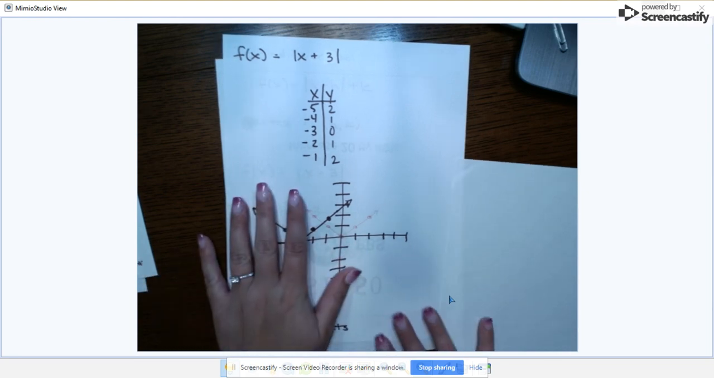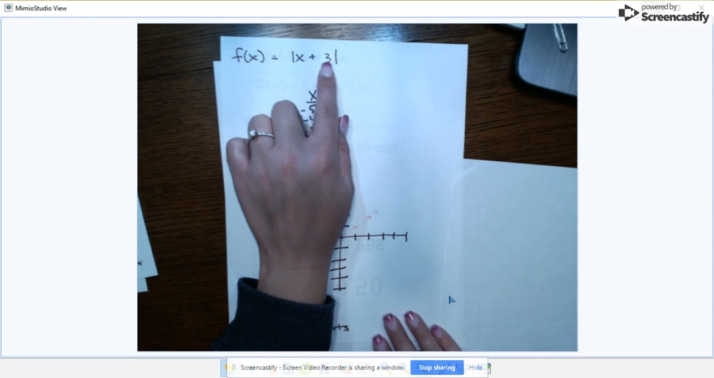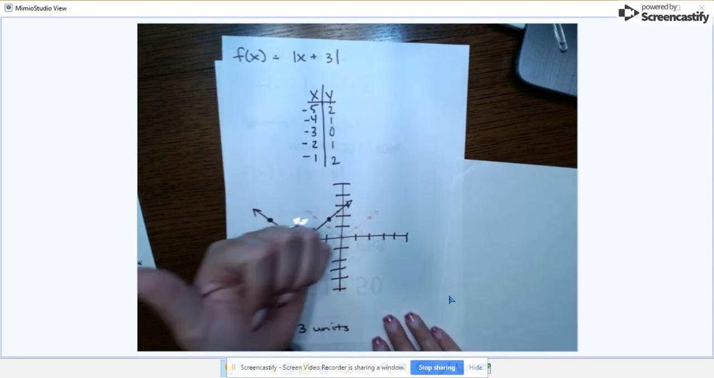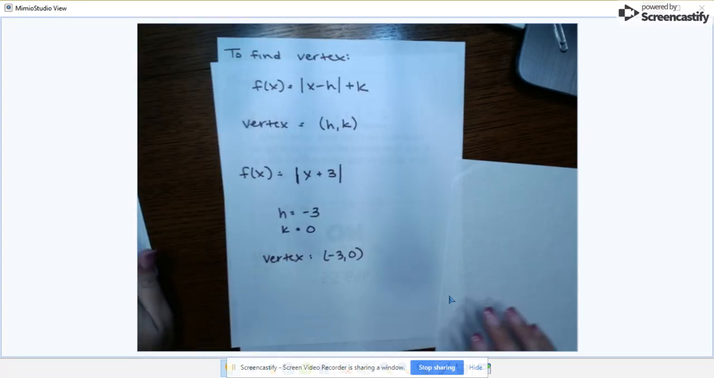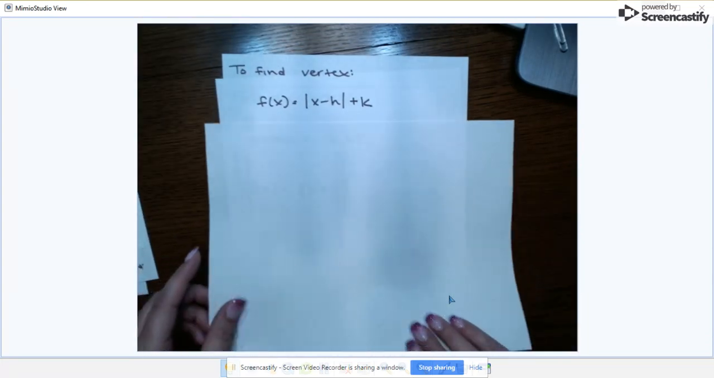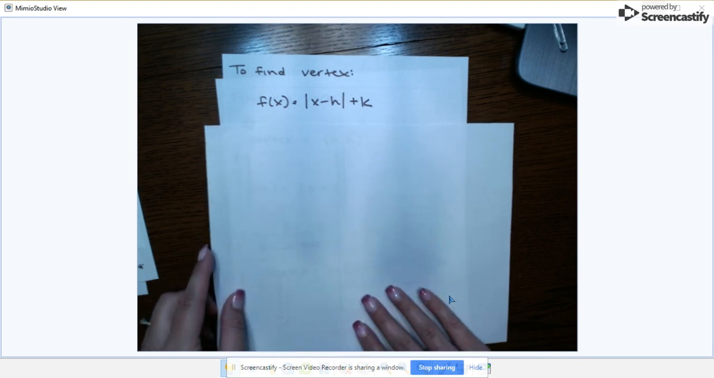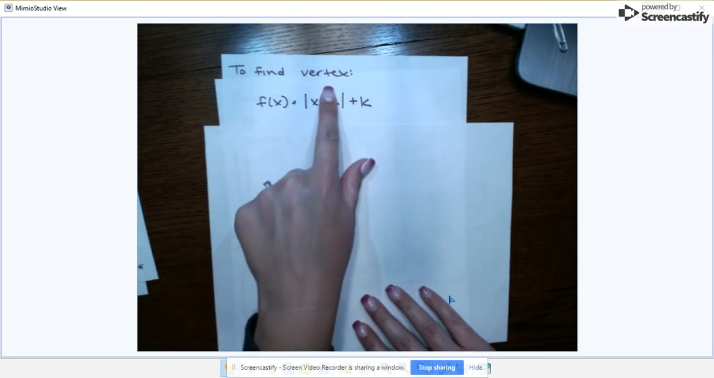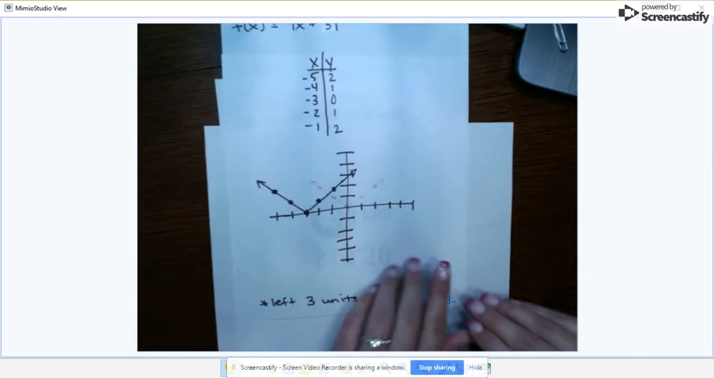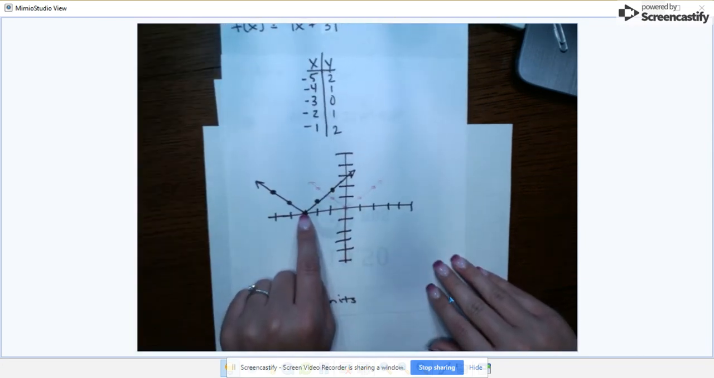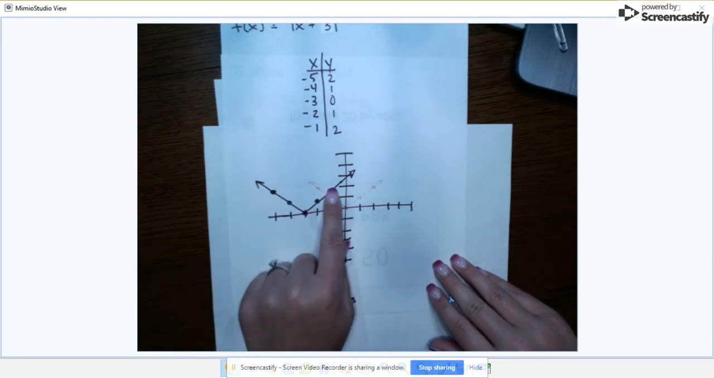So we're going to start learning how to pick up on these transformations based off of the equation. So this +3 means we move left 3 units. That leads us into our very generic form for absolute value. To find our vertex, and by vertex I mean the turning point, that corner on our graph, this is our vertex where we change directions.